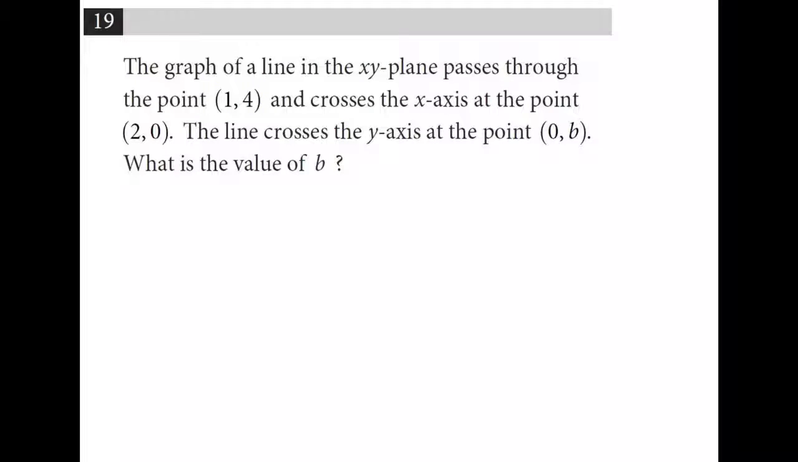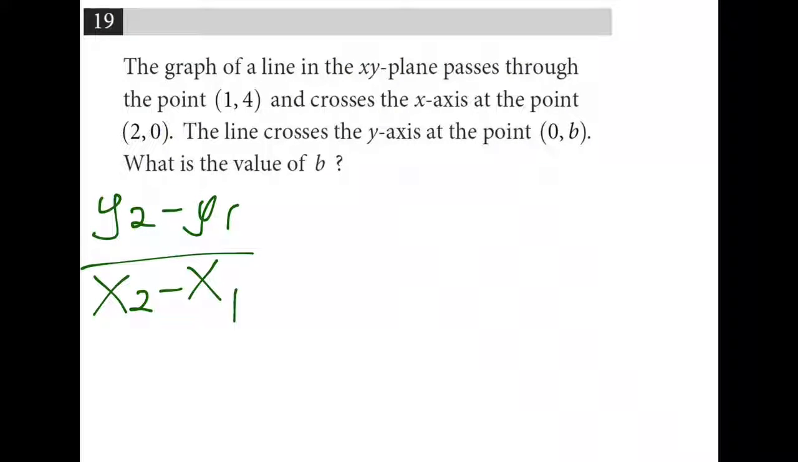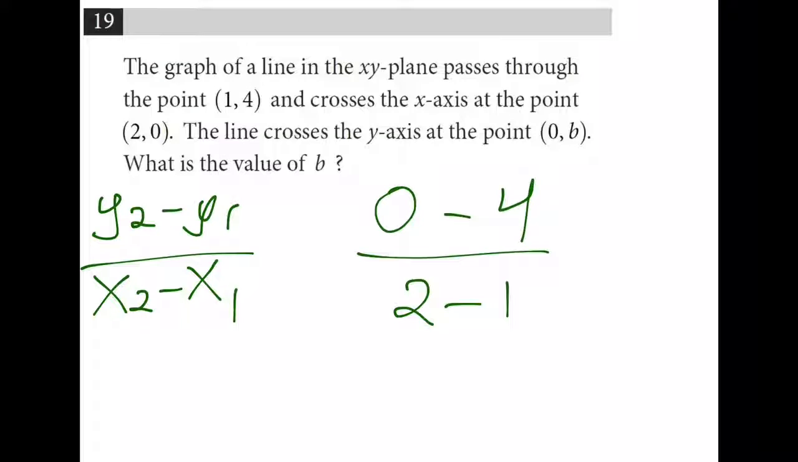Number 19. The graph of a line in the xy plane passes through the point (1, 4) and crosses the x-axis at the point (2, 0). The line crosses the y-axis at the point (0, b). What is the value of b? Algebraically, I can solve this using the slope formula, y2 minus y1 divided by x2 minus x1. If I plug in these values, I get 0 minus 4 divided by 2 minus 1, or in other words, negative 4 over 1.